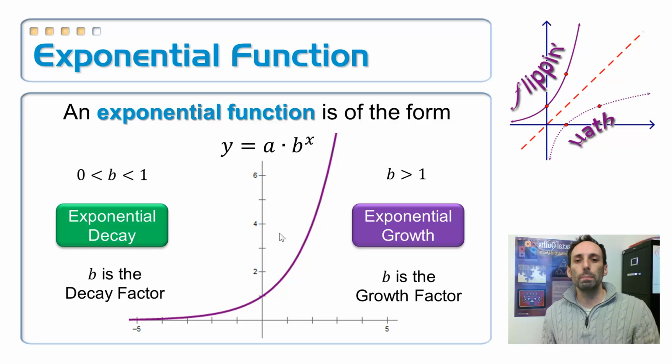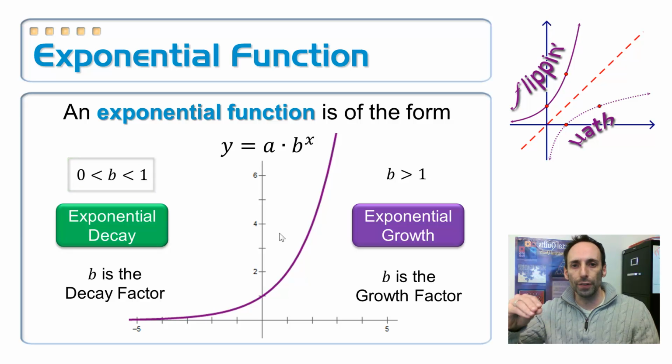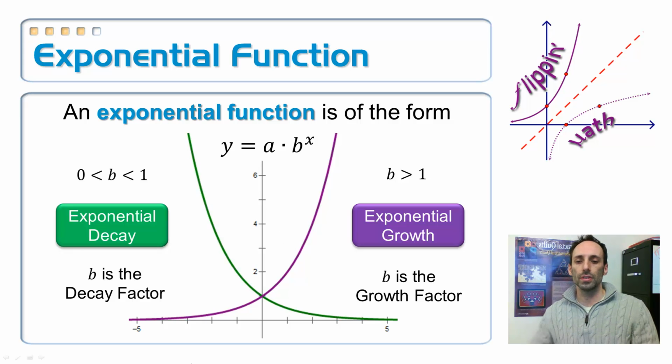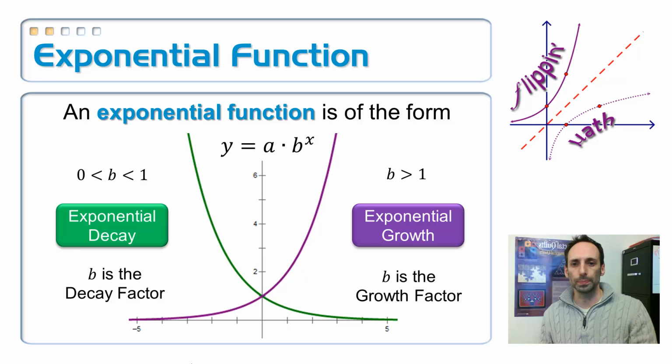Now if the b is a fraction between 0 and 1, then this thing is going to get smaller and smaller. I'm taking half of something, and then I take half of that, and then I take half of that. It just keeps getting smaller and smaller. This is an example of exponential decay. And that's the green graph right there. It's just getting smaller and smaller as x gets bigger. And b, just like before, is called the decay factor. It's what you're decreasing by each time you take powers of that. And remember, right there at the x-axis, you have yourself a horizontal asymptote.